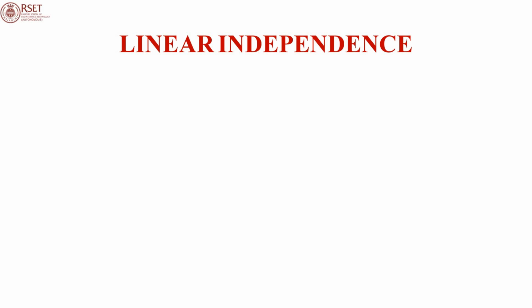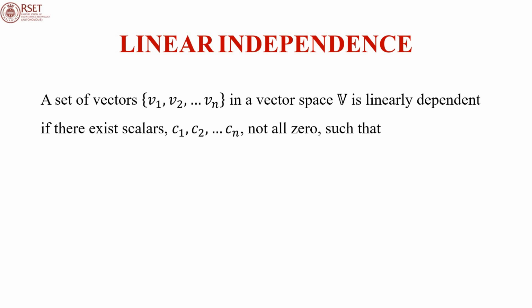Now moving on, we see the definition of linear independence. What do you mean by linear independence? First of all, we will see what linearly dependent vectors are. A set of vectors v1, v2, ..., vn in a vector space V is linearly dependent if there exist scalars c1, c2, ..., cn, not all zeros, such that c1 v1 plus c2 v2 plus ... plus cn vn is equal to 0.